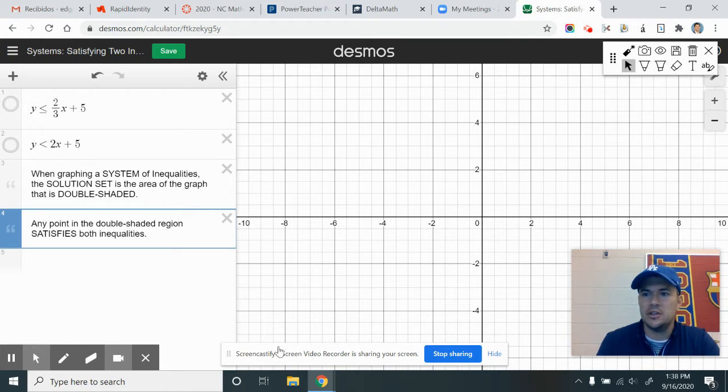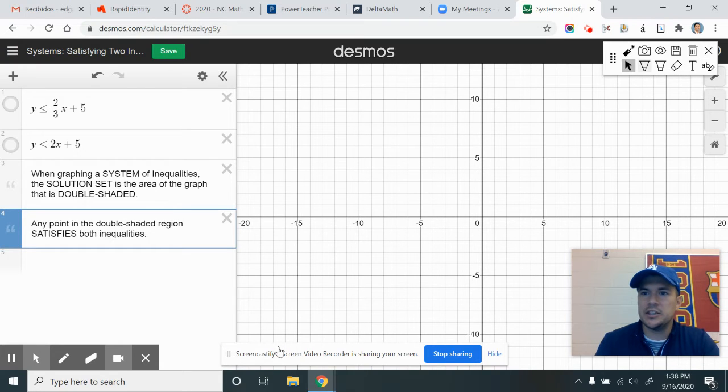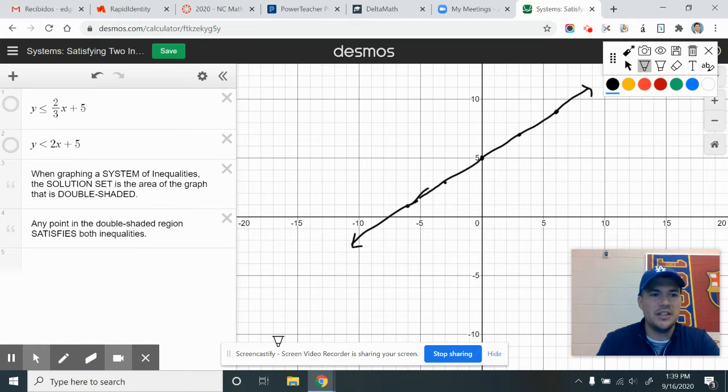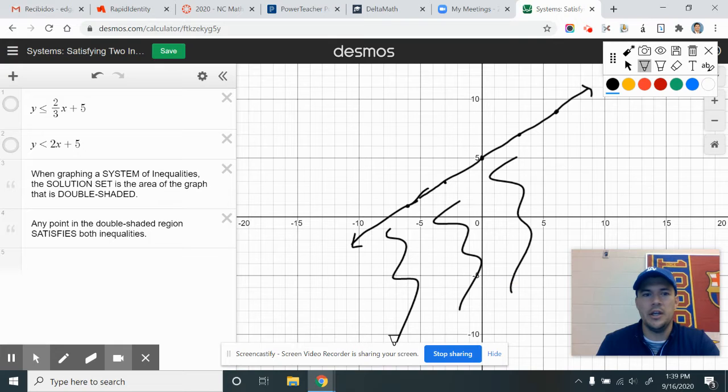Okay, so let's come up with a good scale right here. 2/3 x plus 5, so y-intercept of 5, up 2 over 3, up 2 over 3, down 2 left 3, down 2 left 3. And it is less than or equal to. So this is my first inequality, and it looks something like that. It is less than, so I can assume that I'm going to shade somewhere around here, meaning anywhere below the line.